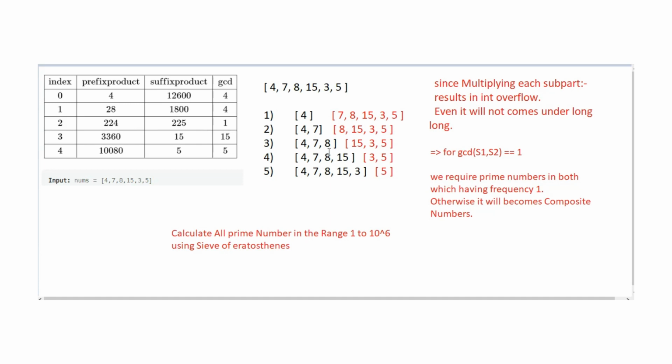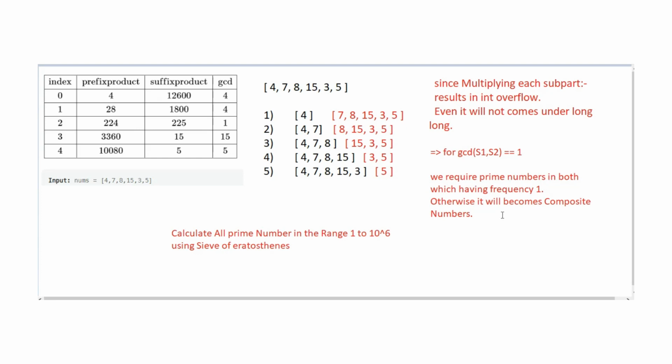So if the array is too large, then when we multiply the numbers, the result will not fit in the integer value, so it will give an int overflow. Even long will not work, because the constraints they have given for the array length range from 10 to the power 4 to 10 to the power 6, so the product goes up to 10 to the power 10, so it will not work.